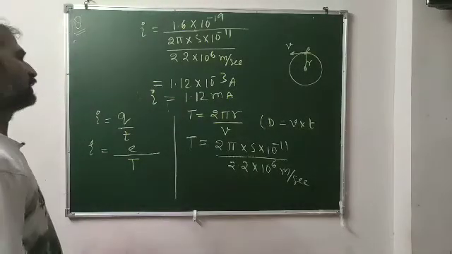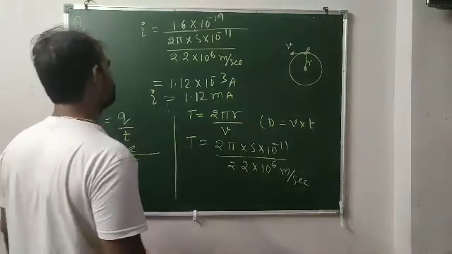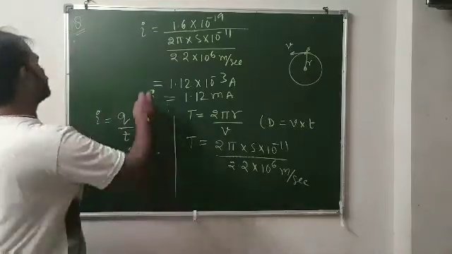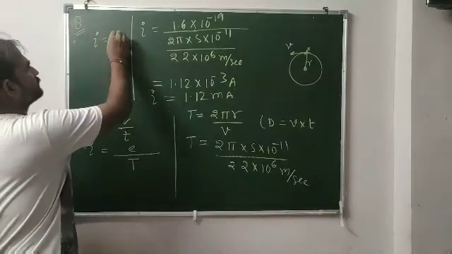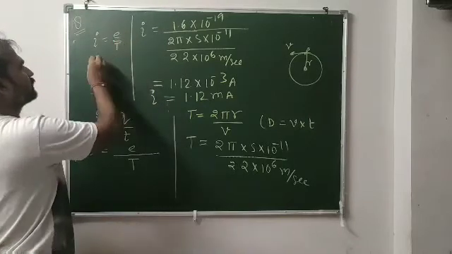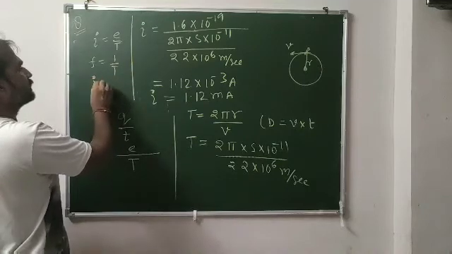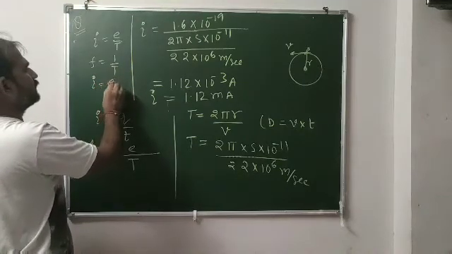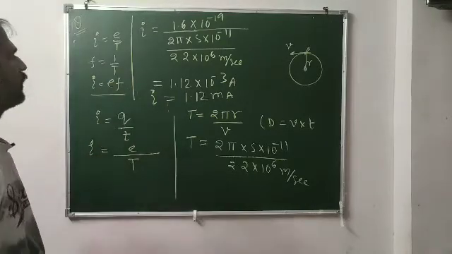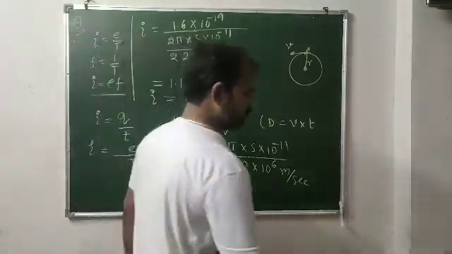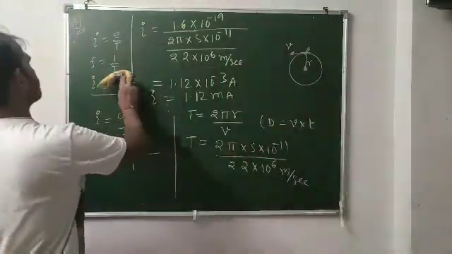So students, in this type of problem, usually two formulas are applicable. First one is I is equal to Q upon T, means e upon T. We know that f is equal to 1 upon T, where f is the frequency. So I is equal to e into f. Or more generally, I am rewriting these formulas.